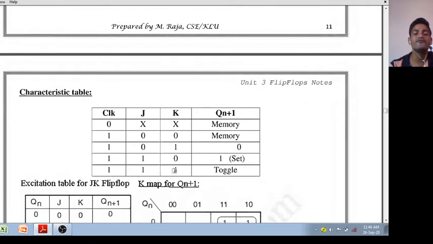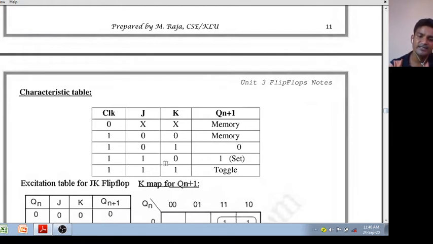1 0 is called set condition. Now in case of 1 1, in SR flip-flop, what is the main problem? In SR flip-flop, there is one invalid condition, but in JK flip-flop we will not get any invalid condition. How? Toggle means just Q bar. If value of Q is 0, we will get 1. If value of Q is 1, it will be 0. Toggle means invert, complement.